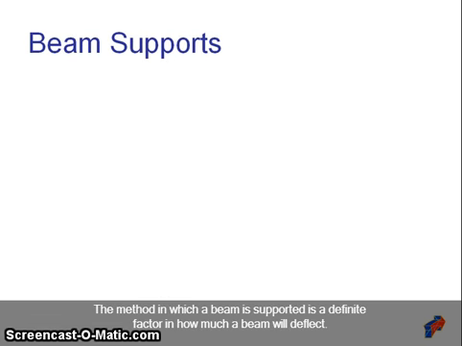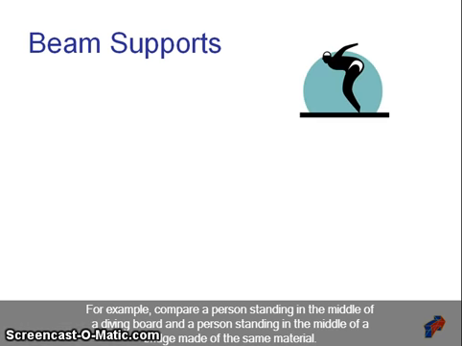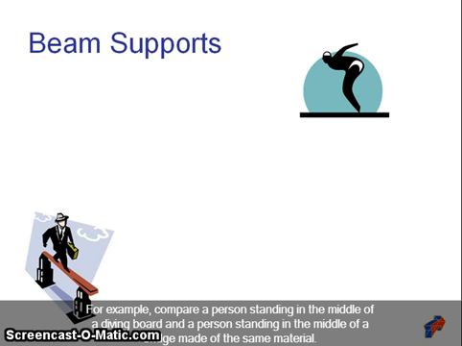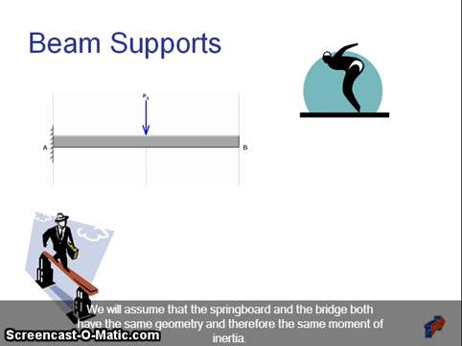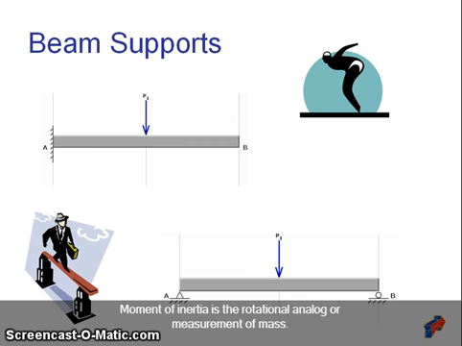The method in which a beam is supported is a definite factor in how much a beam will deflect. For example, compare a person standing in the middle of a diving board and a person standing in the middle of a bridge made of the same material. We will assume that the springboard and the bridge both have the same geometry and therefore the same moment of inertia. Moment of inertia is the rotational analog or measurement of mass.